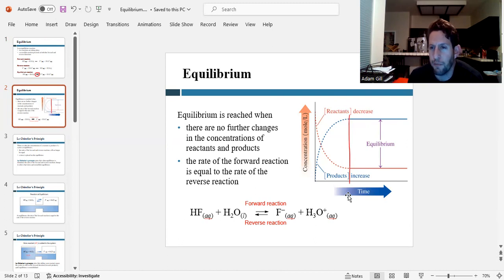At this point in time, we have reached equilibrium because there's no further change in the amount of reactant or product. So up until this point, we were not at equilibrium. But at some amount of time, which varies from individual reaction to reaction, eventually, if they sit long enough, you will establish equilibrium.